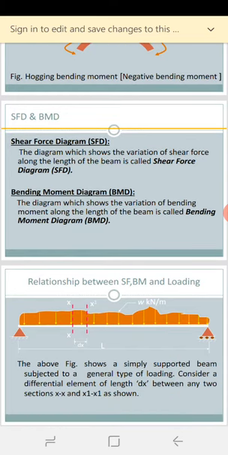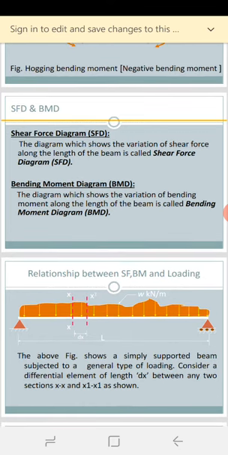Now bending moment. The variation of bending moment along the length of the beam is called the bending moment diagram. Same thing: you find out the bending moment at a particular section, and on that basis you draw the diagram which gives the graphical representation of the maximum and minimum bending moment. On that basis we can decide whether we need to make the beam stronger or improve the strength either in shear or in bending.